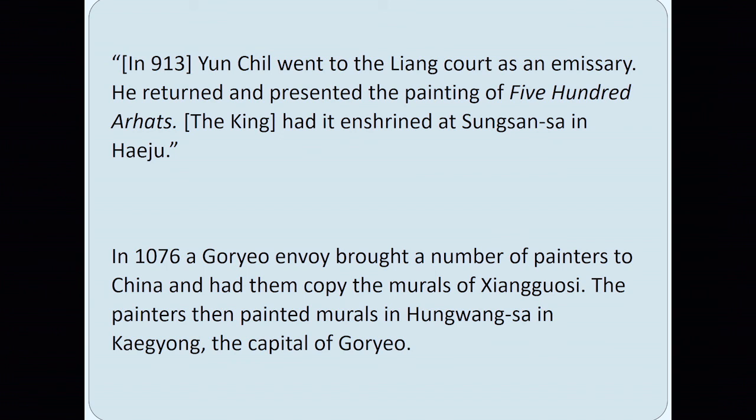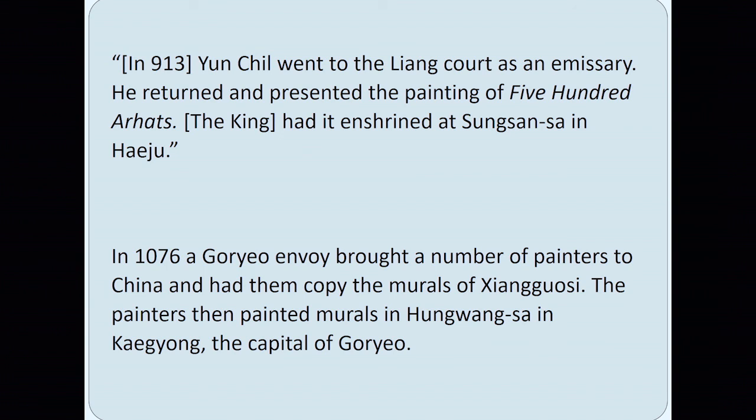The most frequently cited record regarding the exchange of Buddhist art between Goryeo and China is documentation about a painting of 500 arhats. And this is relatively early in the Goryeo period. In 913, Yun Chol went to the Liang court as an emissary representing Korea. He returned and presented the painting of 500 arhats. The Korean king had it enshrined in Sungsansa in Haeju.